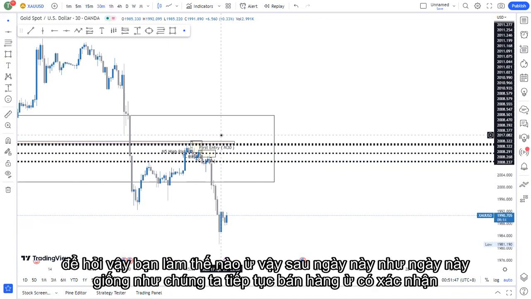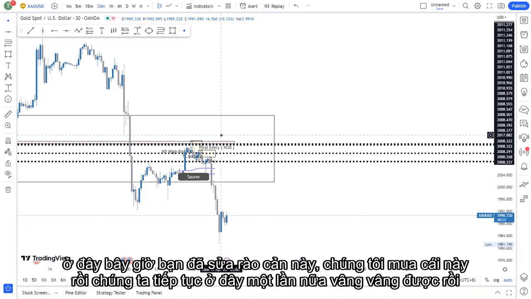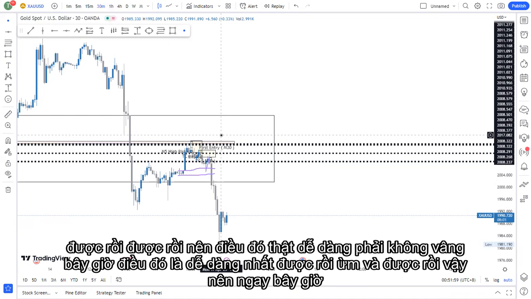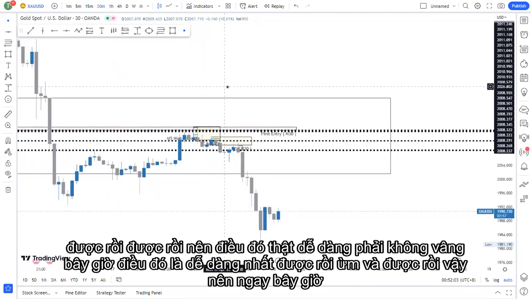So after this one, we go on selling with confirmation here, right? Correct. This roadblock we buy to this one, then we continue here again, sell. So it's easy, right? For now, it looks easy.